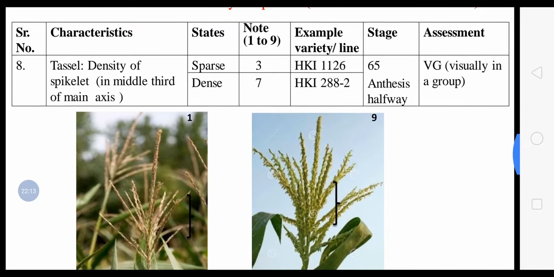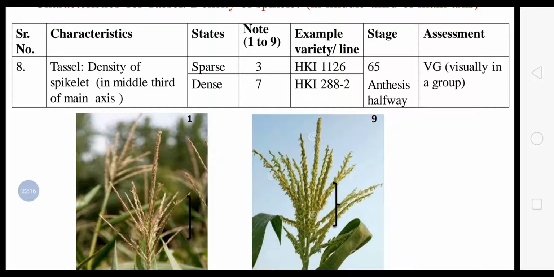Next character is tassel, that is density of spikelets in middle third of the main axis. This is scored as sparse and dense. Sparse is scored as 3 and dense as 7. Sparse means the main branches and sub branches of a tassel will be very loose, and dense means the compact one having more amount of pollens. Sparse example is HKI 1126 and dense HKI 288-2. Stage is again anthesis halfway, and visually in groups the characteristic is studied.